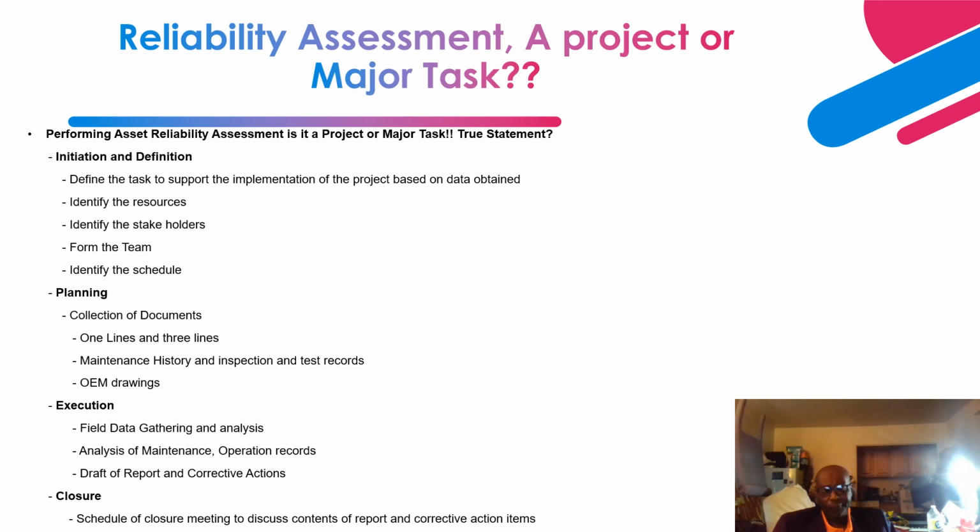The date has to be feasible with your proponent that you are interacting with. Their operational schedules and maintenance schedules have to fit in with the date that you select to perform this reliability assessment. Next is the planning piece, and the planning piece basically involves collection of documents and data.